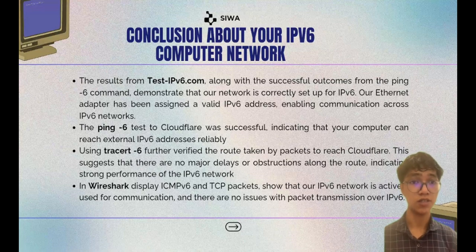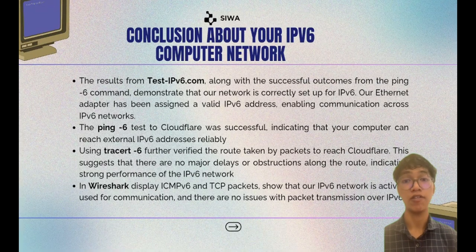Using tracert -6 further verifies the route taken by packets to reach Cloudflare. This suggests that there are no major delays or obstructions along the route, indicating strong performance of the IPv6 network. Last, in Wireshark we display ICMPv6 and TCP packets, which show that our IPv6 network is actively used for communication, and there are no issues with packet transmission over IPv6.